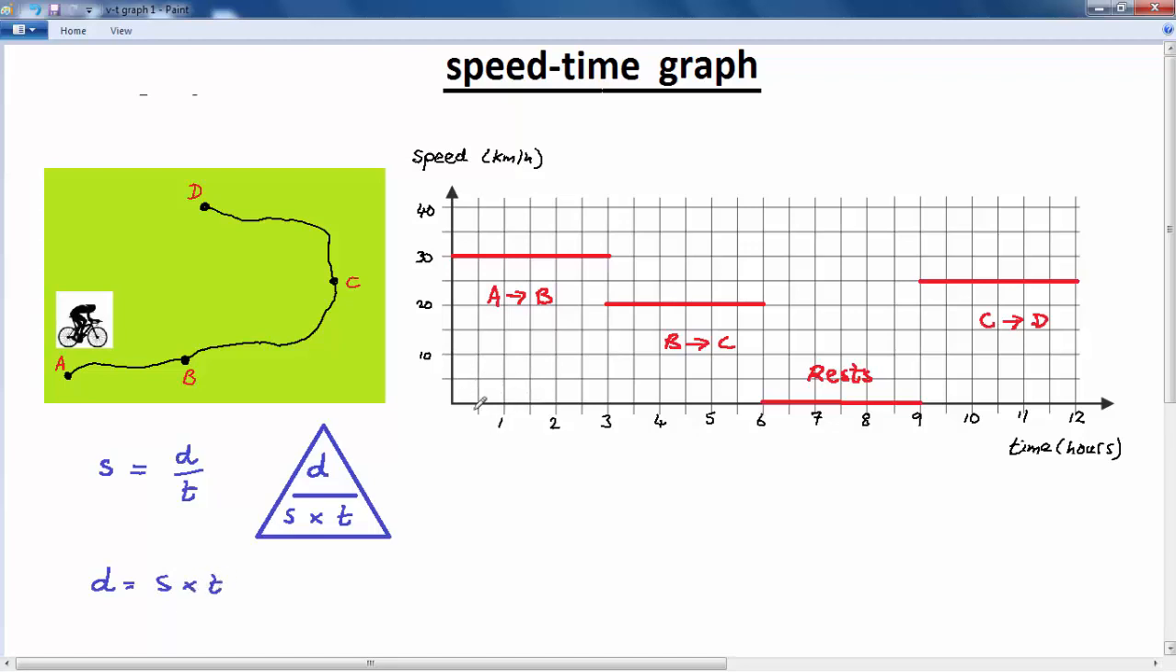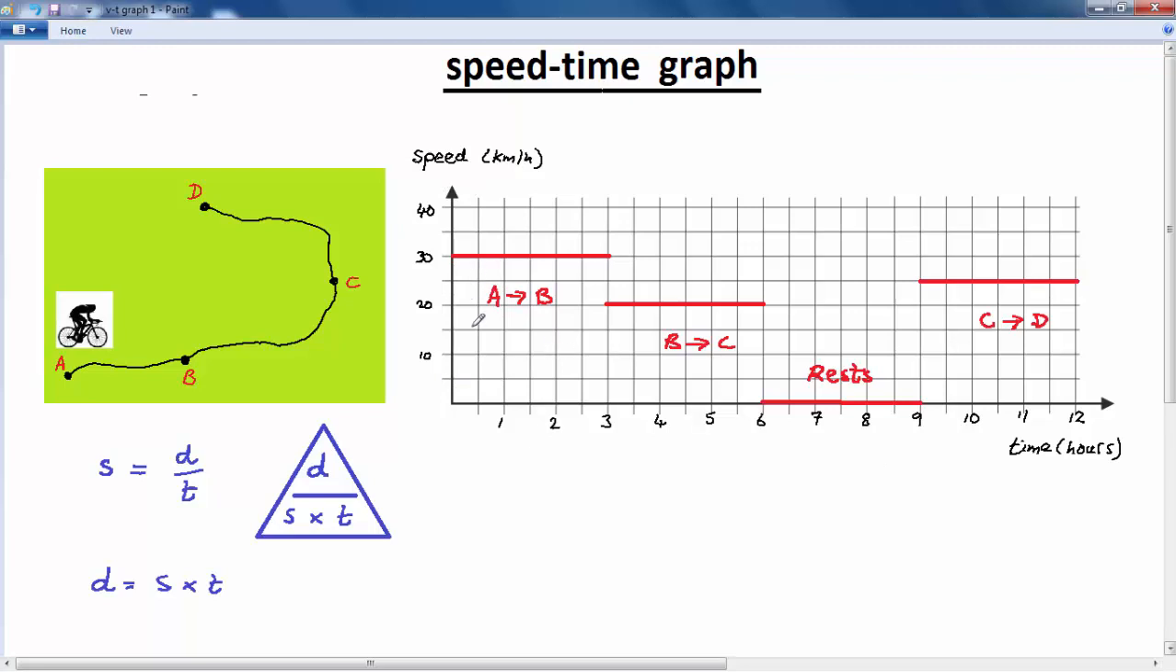Now if we look at that graph then during this first stage, well, we see on the vertical axis we have the speed, and on the horizontal axis we have the time. So the distance travelled is S times T. In other words, it's this height here multiplied by this length here. So it's 30 times 3. In other words, it's the area under the speed-time graph.